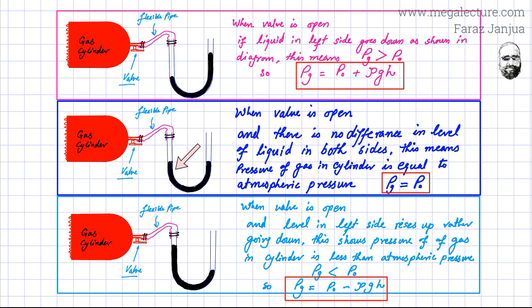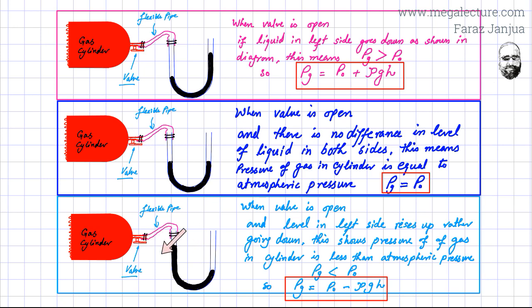What if this happens? We open the valve and the liquid does not change. It neither goes up nor goes down. That means the pressure of the gas in the cylinder is equal to atmospheric pressure. And this is also one of the possibilities.